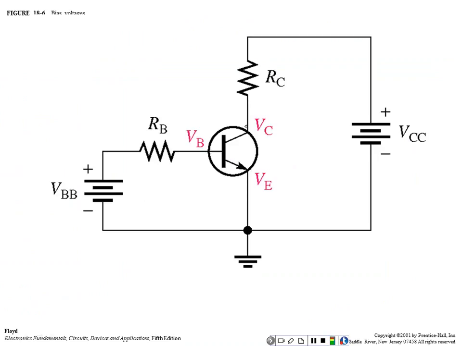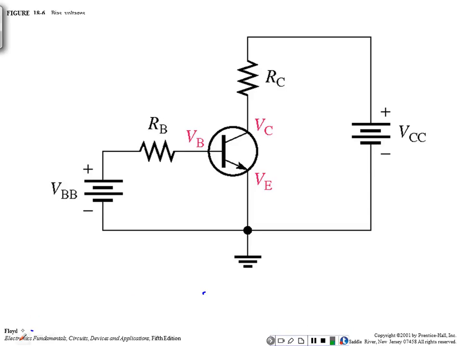So voltages, so VC, VE, VB. Now, of course, here VE is going to be equal to 0 volts, right? Later on, we're going to put a resistor down there, so it's not going to always be there. Then we got the voltages that we measure across the leads.